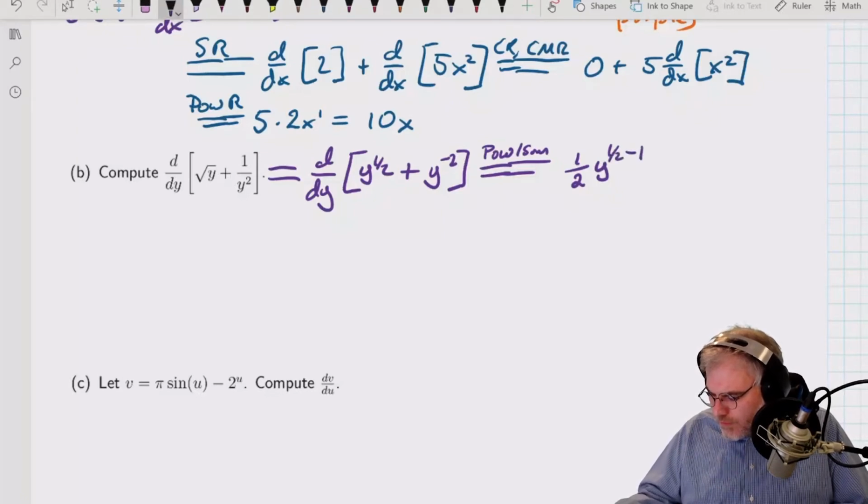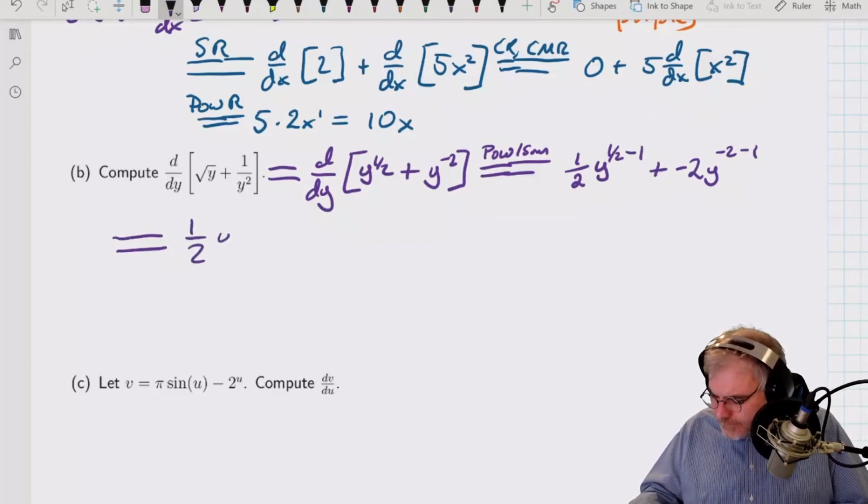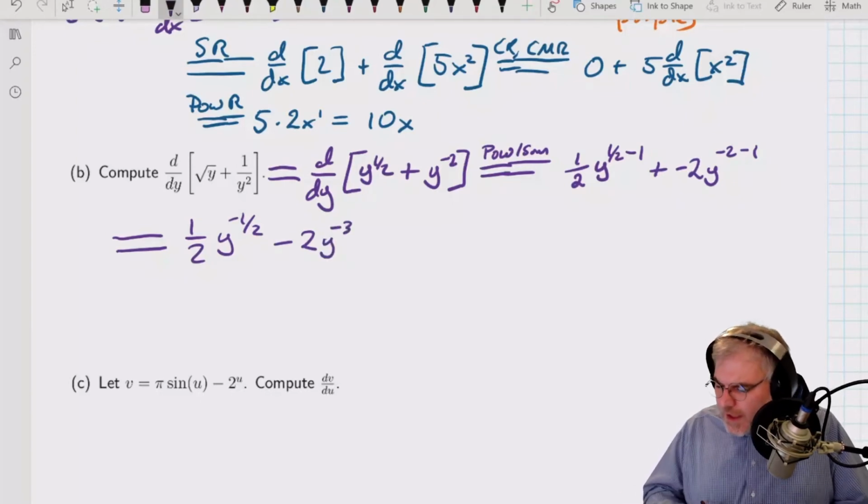One plus y to the negative 2 minus 1. Oops, I need the negative 2 to come out first. Negative 2y to the negative 2 minus 1. Now, let's put a minus there. Minus 2 to the negative 3. Yeah, right. 2y to the negative 3.